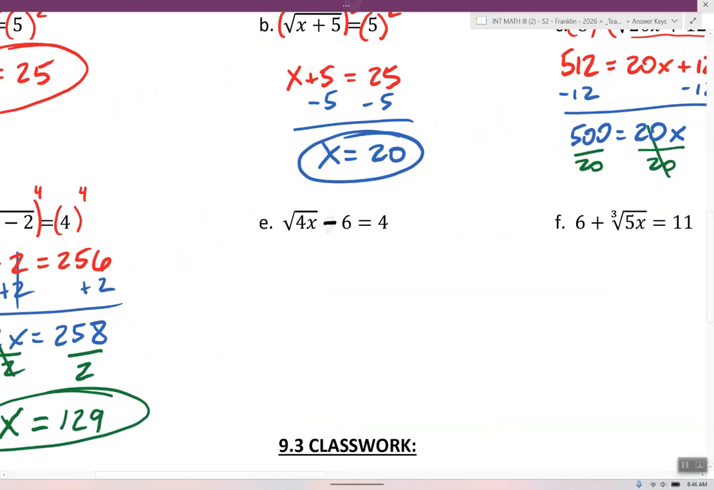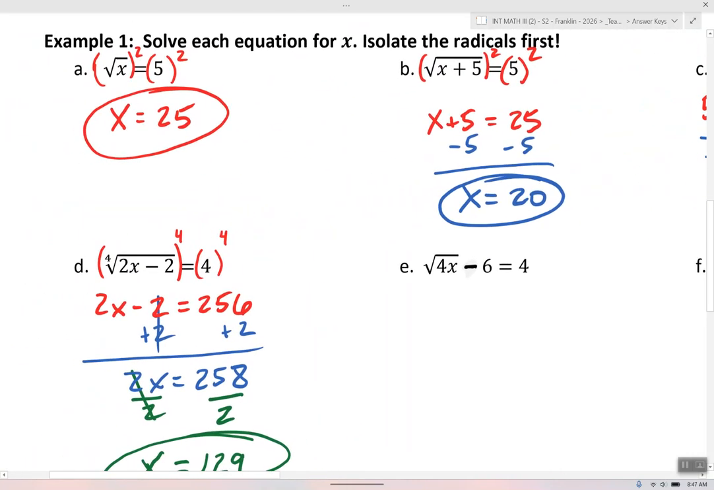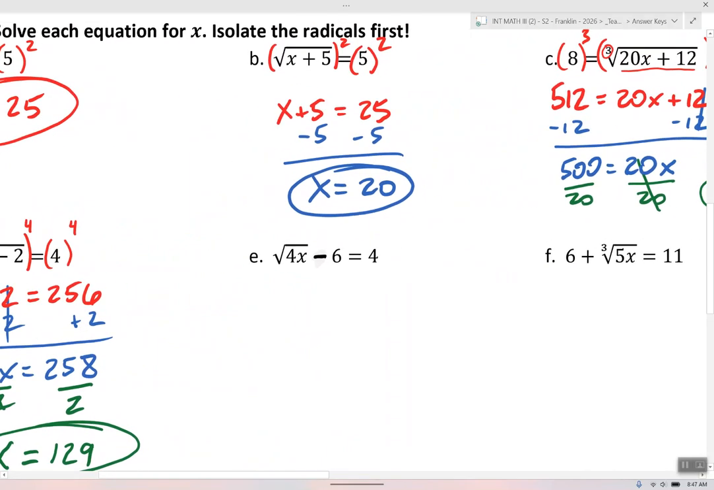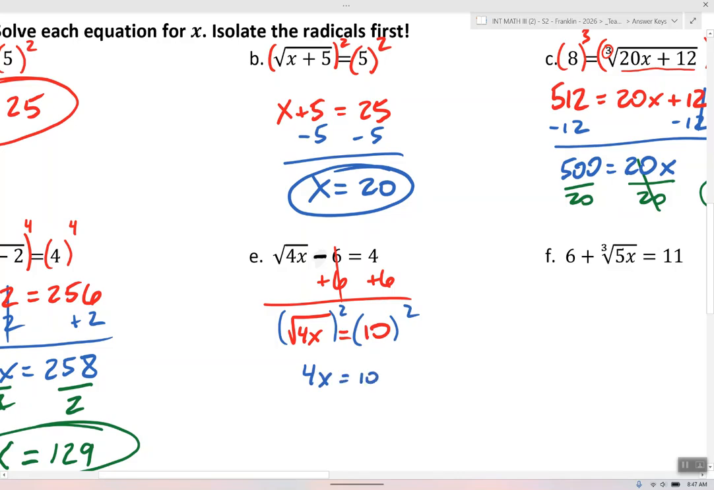Okay, example E. The square root of 4x minus 6 equals 4. And this is the first one that the radical wasn't isolated. So we have to start by isolating the radical or getting it by itself. So first we'll add 6. So the square root of 4x equals 10. Now we can take that inverse operation and we get 4x equals 100. Then we can divide by 4. And we get x equals 25.